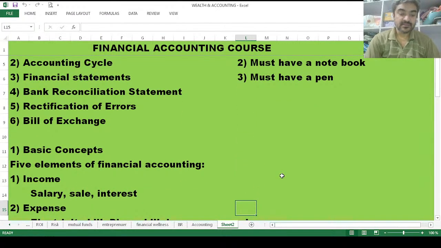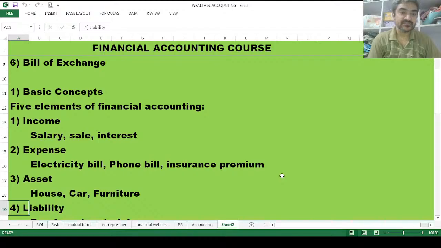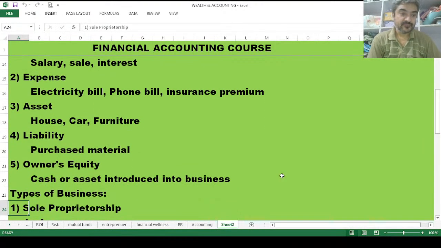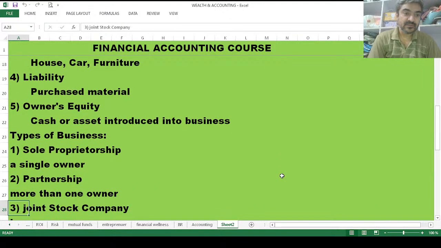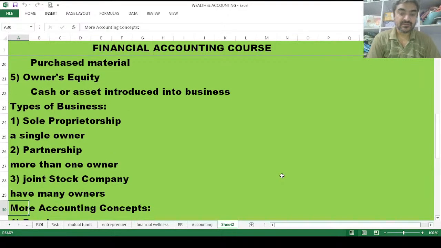Then I discussed 5 elements of accounting with examples: income, expenses, assets, liabilities, and owner's equity. Then we discussed the types of businesses: sole proprietorship, having a single owner; partnership, having more than one owner; and joint stock company, having an unlimited number of shareholders.